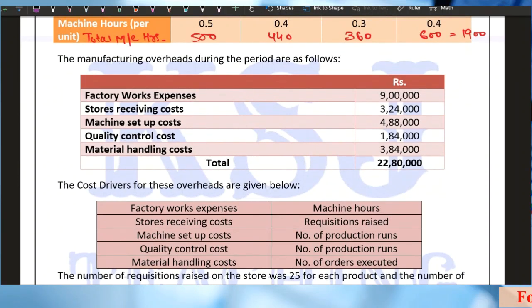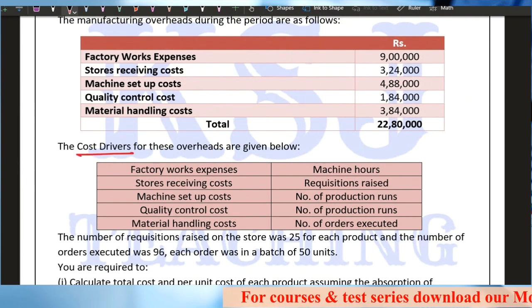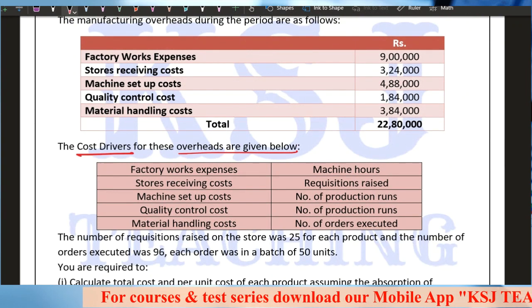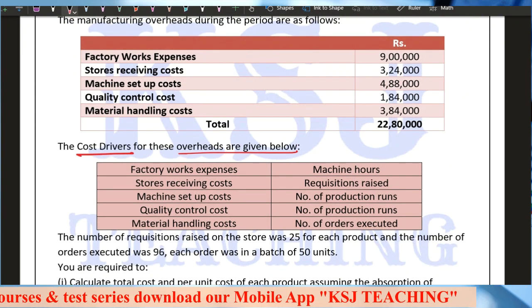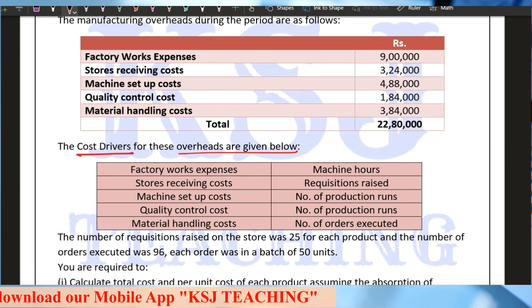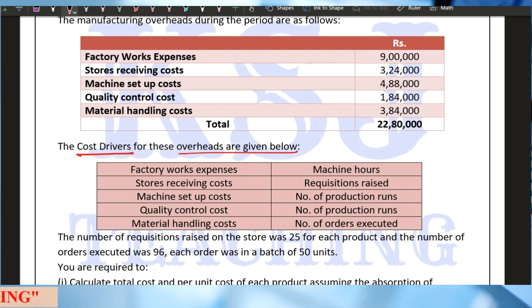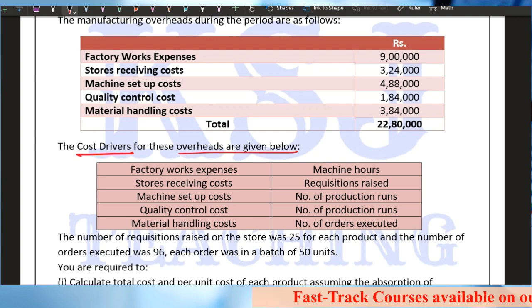Factory work expenses, stores receiving, machine setup, quality control and material handling. Cost drivers for these overheads are given below. Sir, the question is easy. The cost drivers are given to us. The factory work expenses, machine hours; stores receiving cost, requisitions raised; machine setup, number of production runs; quality control, number of production runs; material handling cost, number of orders executed.